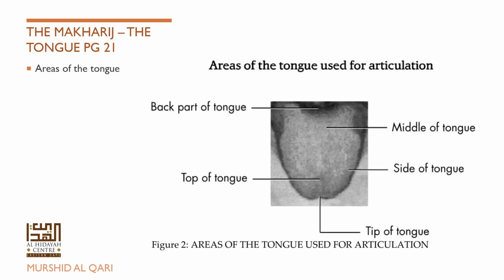If you look on the next page, there is a diagram of our tongue. So now we're moving to the letters, coming closer to the tongue. So the back part of the tongue, the middle of the tongue, the side of the tongue, the top of the tongue, and you can see the arrow is more, or the top part of the tongue is indicating more to the end part of the tongue, and the tip of the tongue, meaning the edge of the tongue. So this is the areas of the tongue used for articulation.